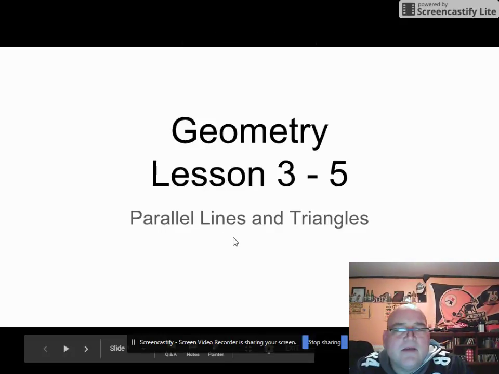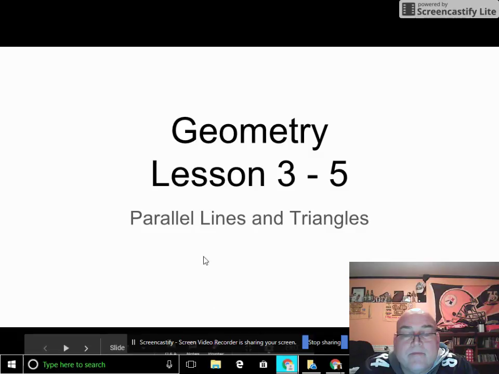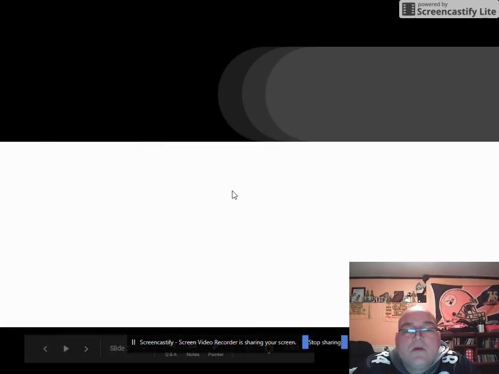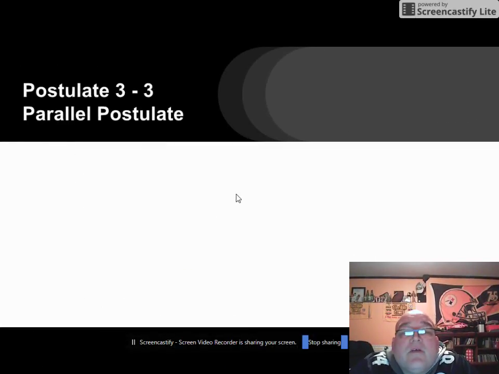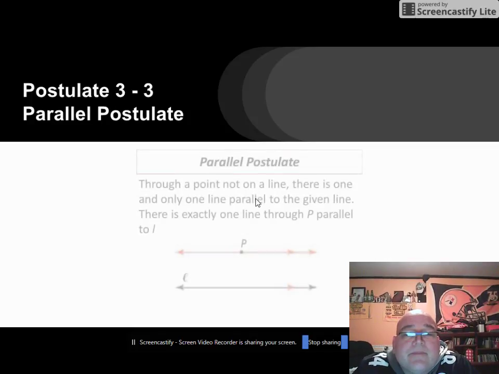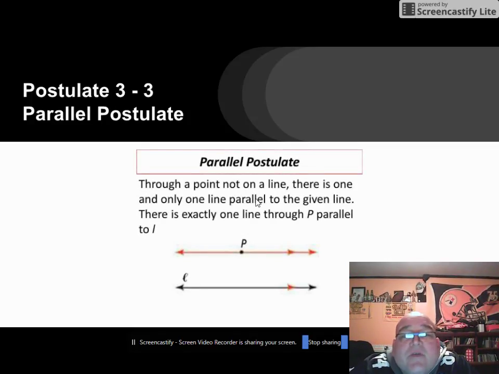All right, so today's lesson, we're going to talk about parallel lines and triangles. As we begin, the first thing we have is something known as the parallel postulate. The parallel postulate simply states that through a point not on a line, there is one and only one line parallel to the given line. In other words, there's exactly one line through point P that's parallel to line L, as you can see in the diagram.